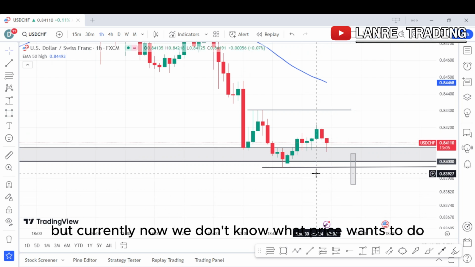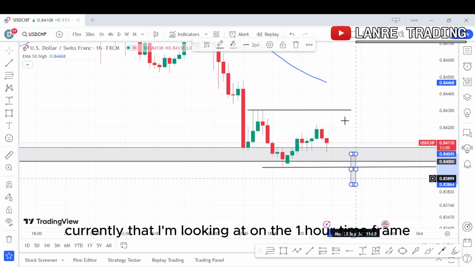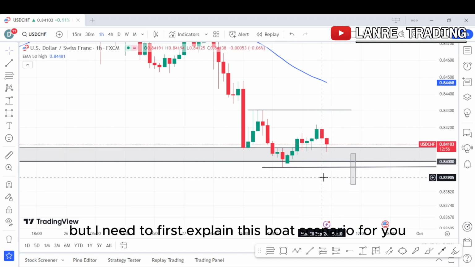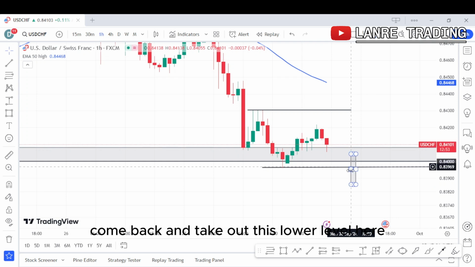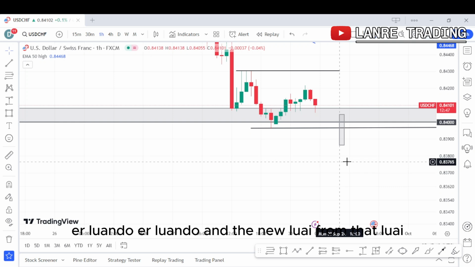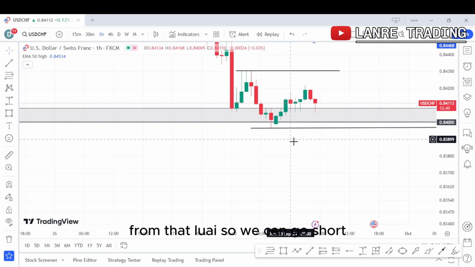But currently we don't know what price wants to do, because there is a pattern that I'm looking at on the 1 hour time frame, but I need to first explain both scenarios for you. So if price comes back and takes out this lower low right about here, we'll be expecting a new lower low and a new lower high. From that lower high, we can go short.